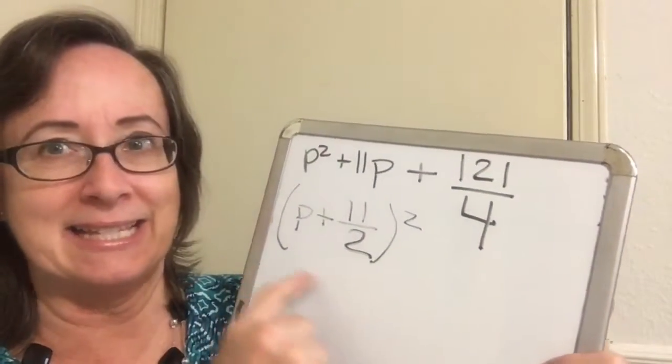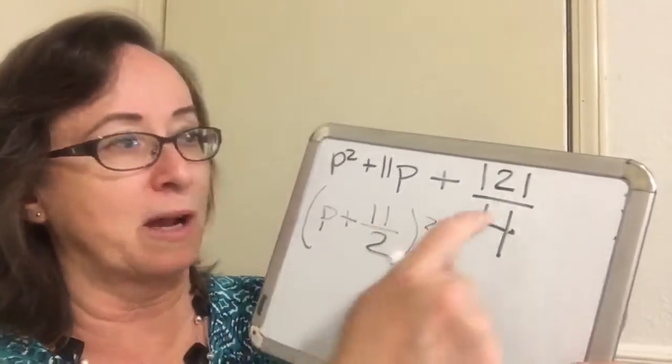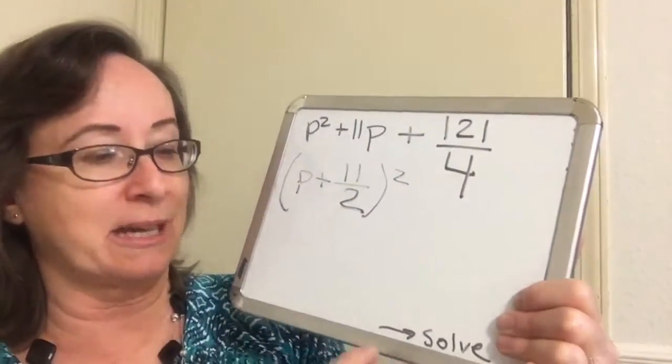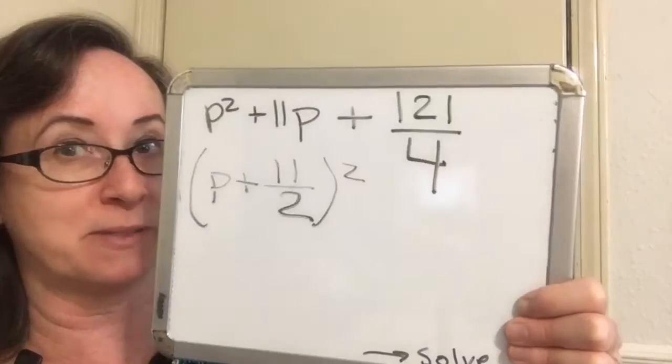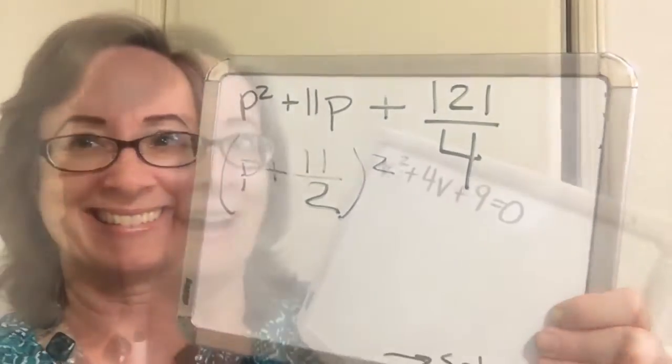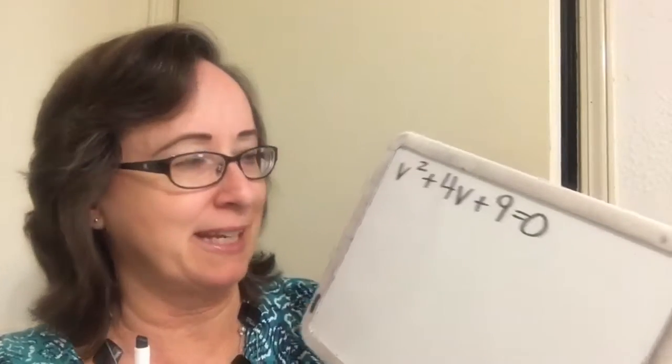And this is now a factored form of our perfect square trinomial. Next, we're going to come back and learn how to solve problems using this complete the square method. All right, three more problems to be done with our video.